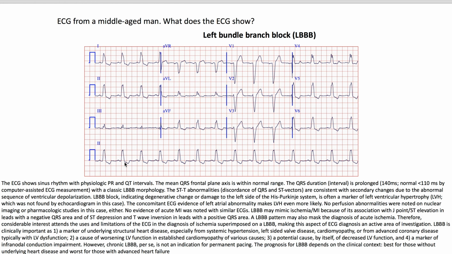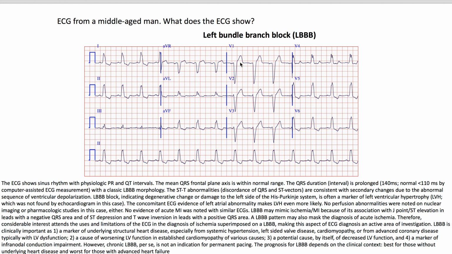With the classic left bundle branch block morphology, the ST-T abnormalities we see, discordance of the QRS and ST vectors, are consistent with secondary changes due to the abnormal sequence of ventricular depolarization.